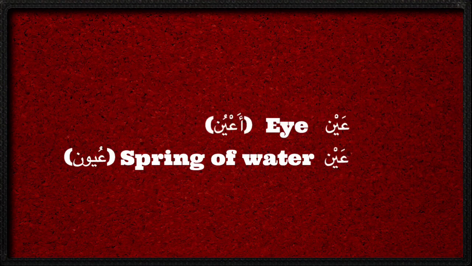Now I want you to have a look on these two words and tell me what's the difference in the tashkil. There is no difference. So basically, it's the same word, but it has two different meanings, and the plural for every meaning is different. The first meaning for عين, which is our word, عين, is eye, and the plural of it, عيون. The second meaning, spring of water, and the plural of it is عيون.